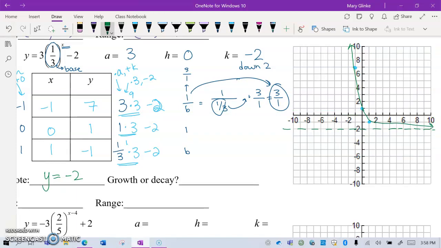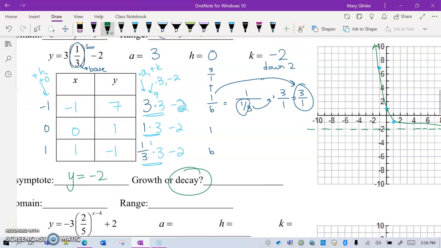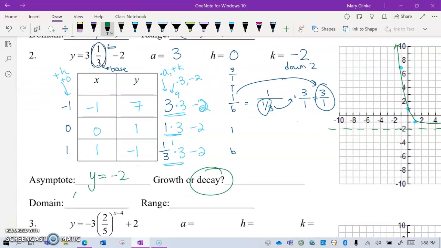This graph is going down from left to right. It is decreasing, making an exponential decay. Also, your base was a fraction less than 1, so that's why it's decay. Your domain is -infinity to +infinity, and your range from low to high starts down at -2 and goes up forever.